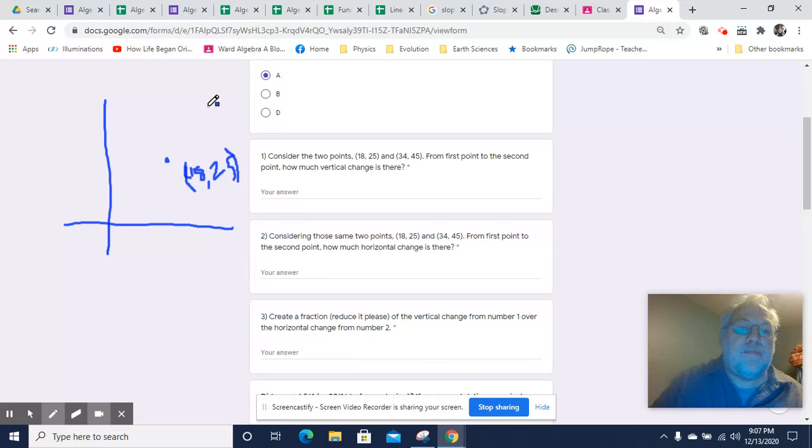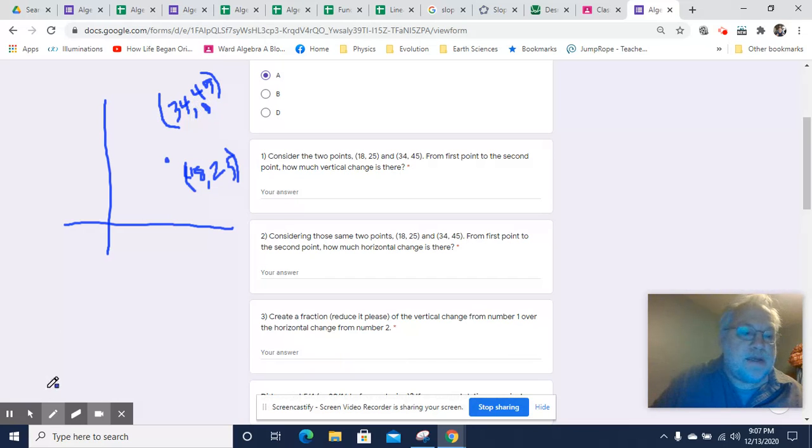And then we'll plot another point up here at 34, 45. So we'll put that about there. So 34 and 45. Okay, cool. We've got our two points roughly plotted here.